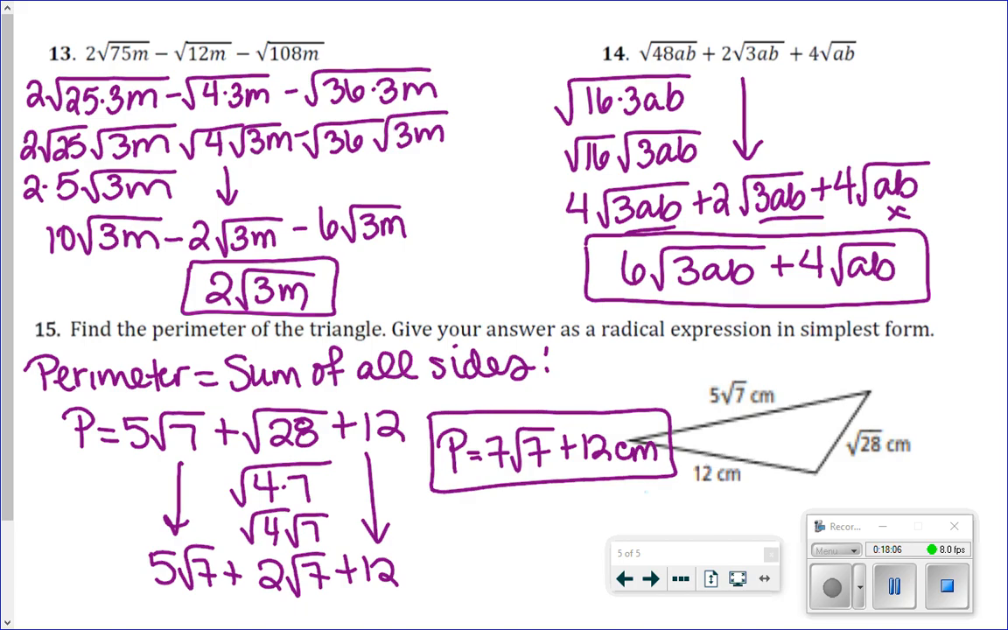Okay, and if you wrote the 12 in front and the 12 plus 7 square root of 7, that would be perfectly acceptable as well. They're both equivalent. Just don't forget your units.